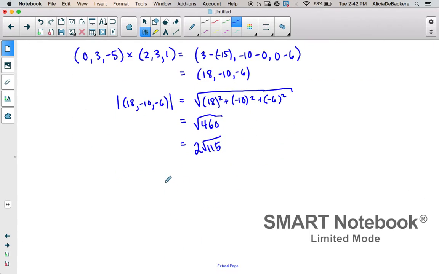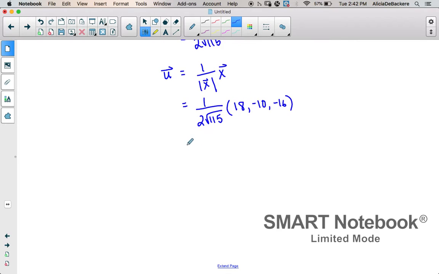All right, so now I have got the magnitude and I've got the vector, so now I can make a unit vector. Remember that to make a unit vector, you do 1 over the magnitude times the vector in question, right? Like that's our formula for a unit vector. So I'm going to do 1 over the magnitude times each of the components of my vector, so 18, negative 10, and negative 16. And so I'm just going to multiply this through. The 2's are going to cancel each time I multiply through.